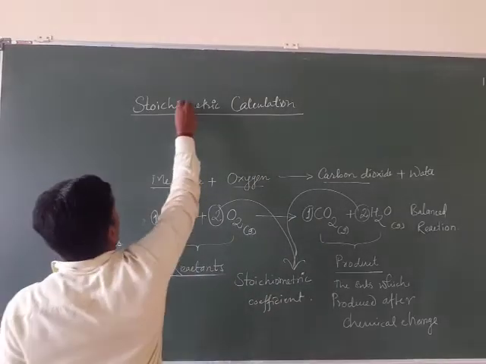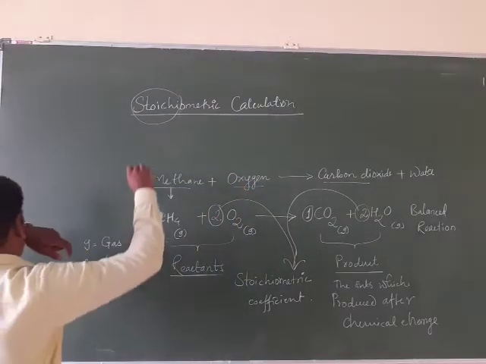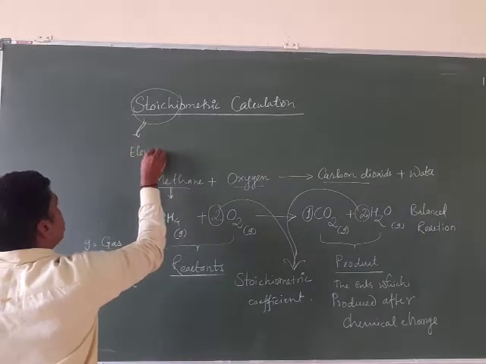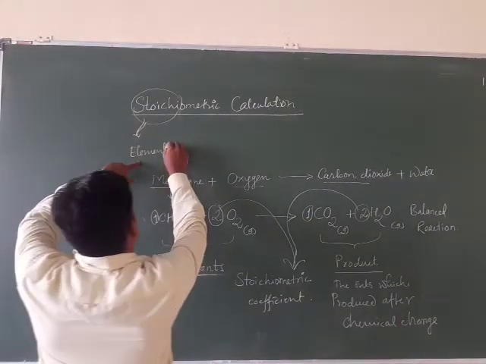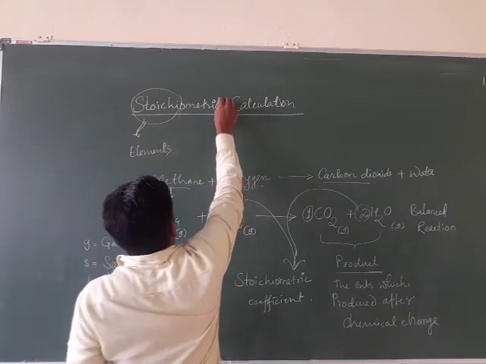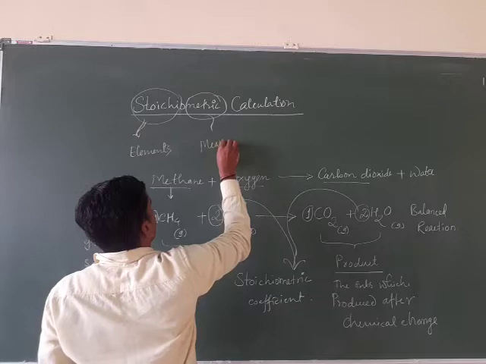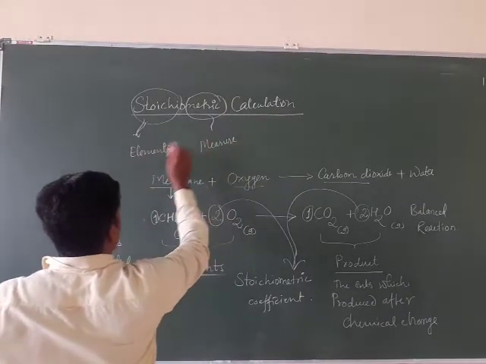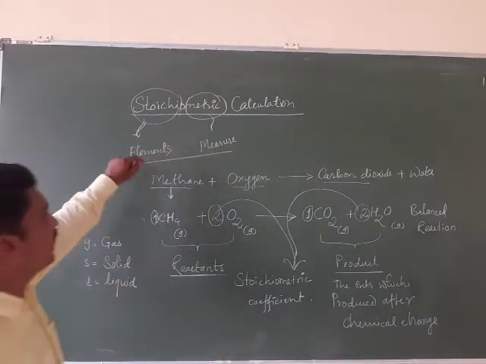In the word stoichiometric, the stoichio came from a German word. Stoichio means elements, and metron or metric is nothing but measure, or measurements. So in stoichiometric calculation, we are going to measure the elements.